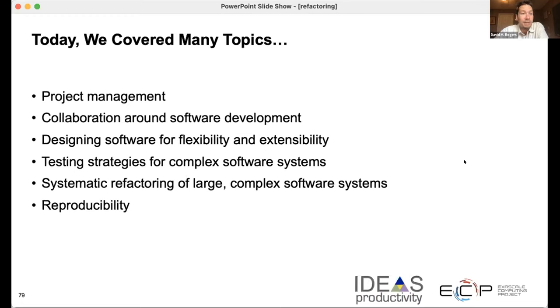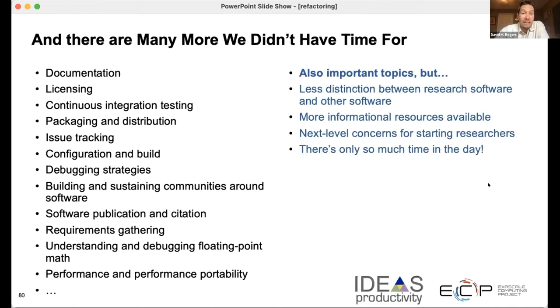We covered a whole lot of topics today: project management, collaboration, software flexibility, testing strategies, how to refactor, and how to think about and talk about the reproducibility that we want from our science codes. There were a lot of things that we didn't have time for. Luckily, some of the other talks jumped in and gave us some ideas. There's only so much time in the day, but it's important to look at all of these and think about how we can adapt these strategies to make our science better.